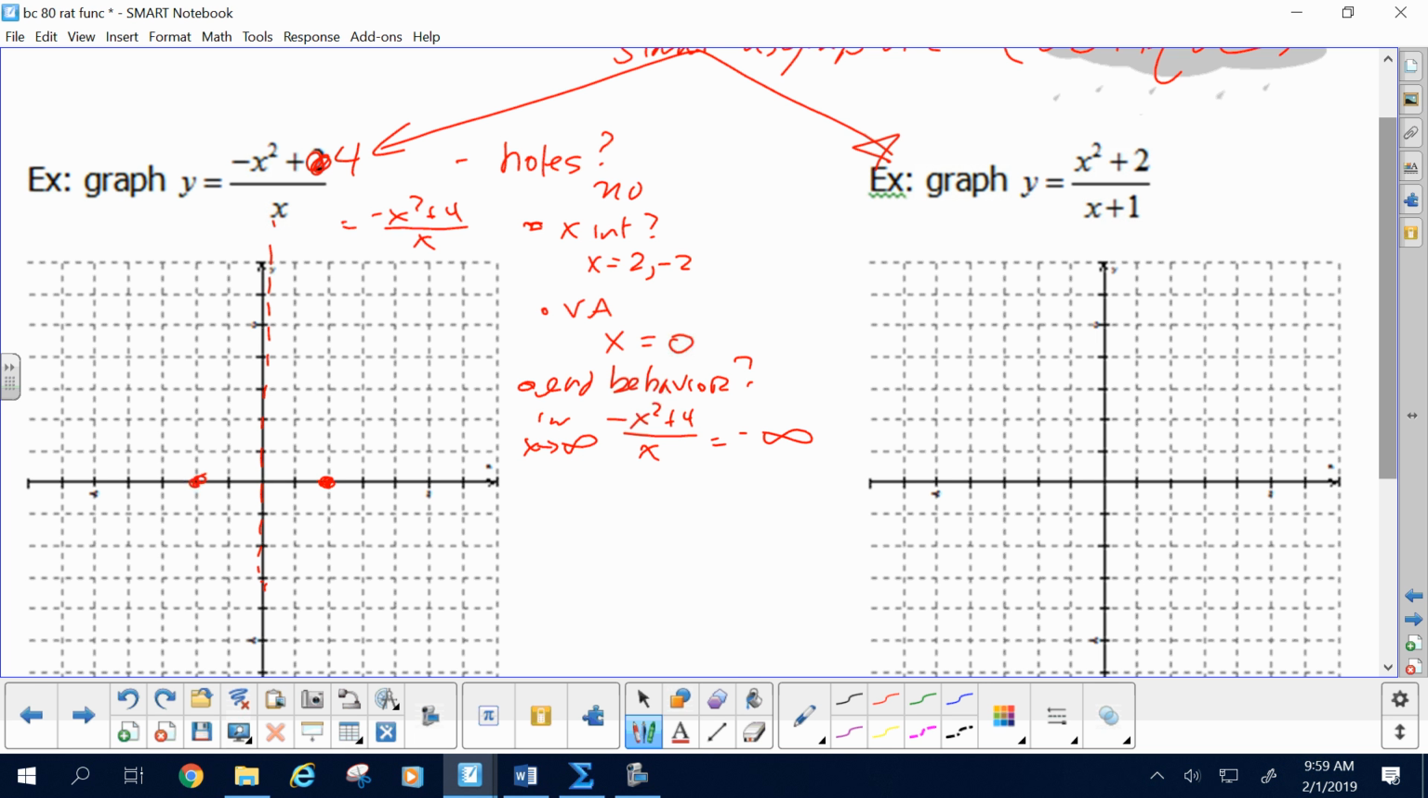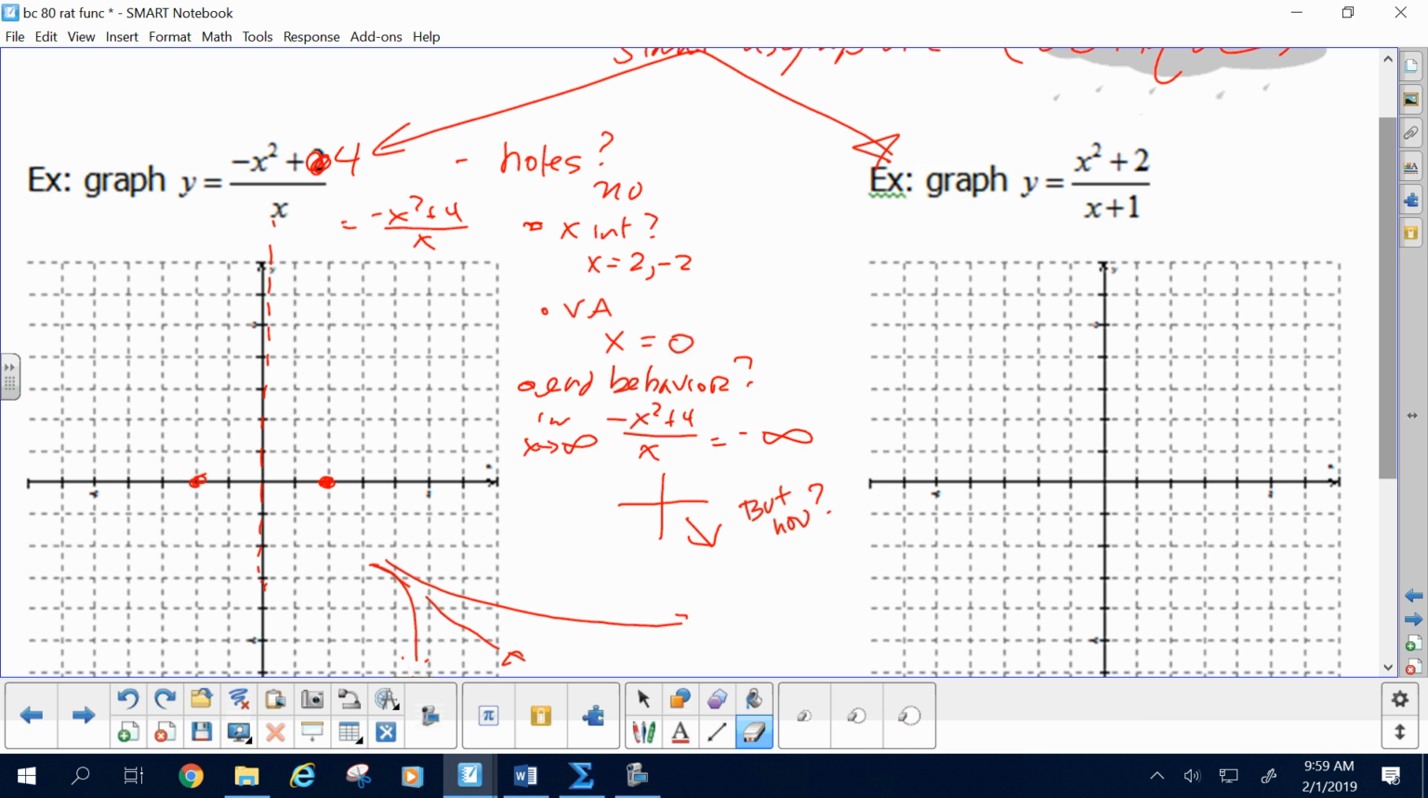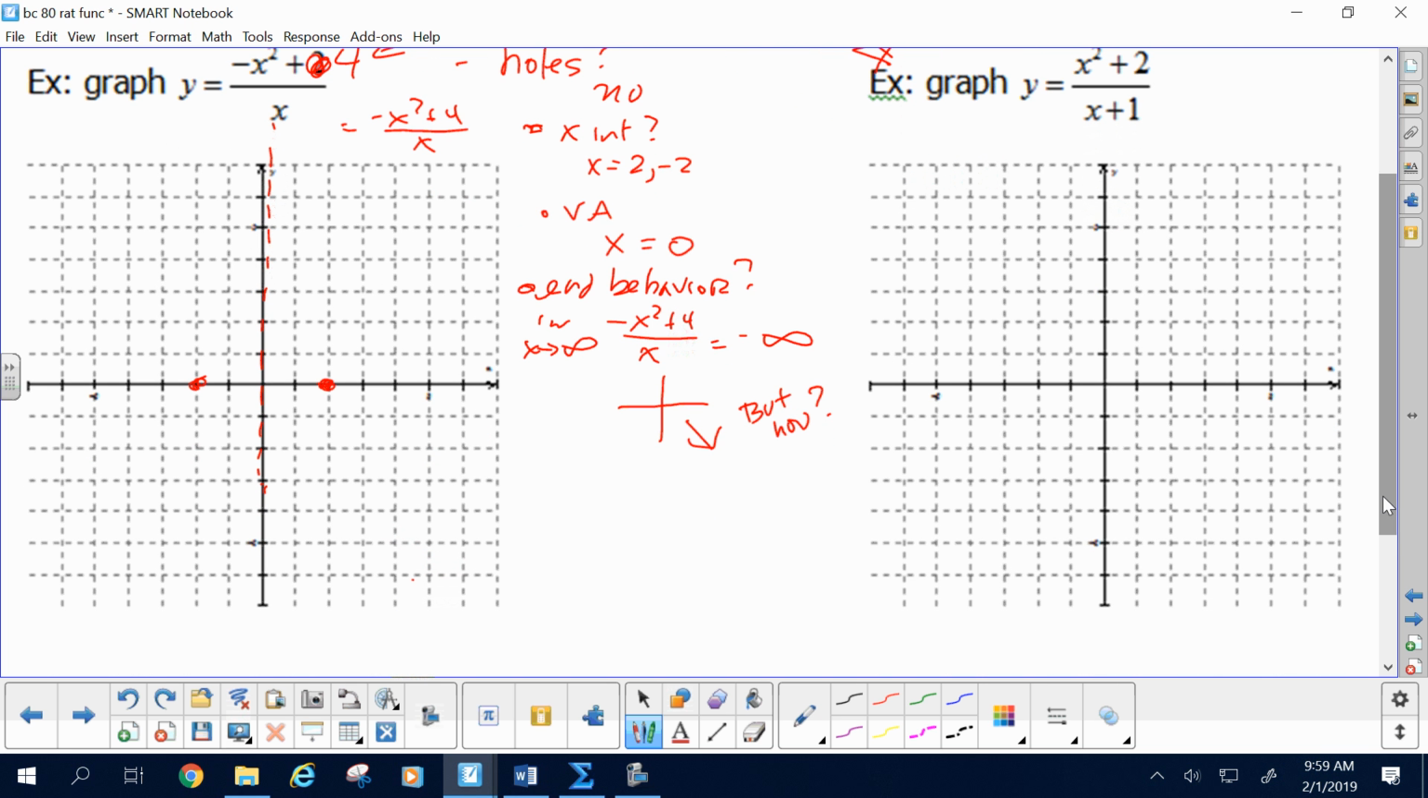So it's going to go this way. It goes this way in the graph. But the question is, how? How does it go there? Does it go in a kind of a parabola way? That could happen. Or does it follow a line kind of way? Or does it kind of do this? How? Well, that's where the slant comes in. To find out, you divide.